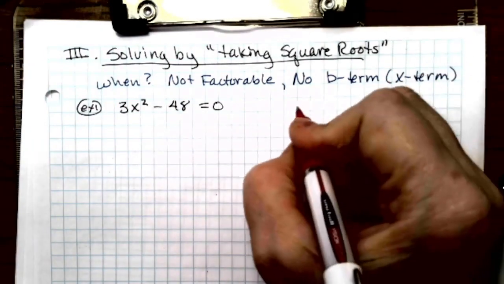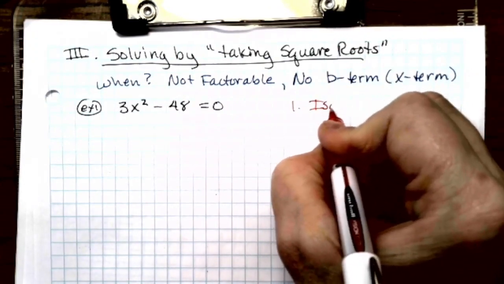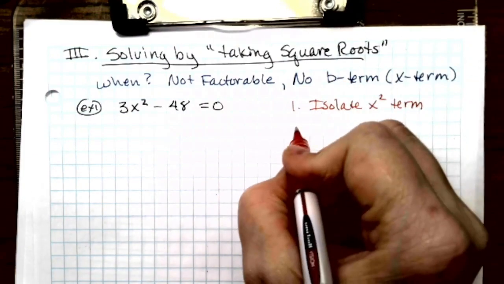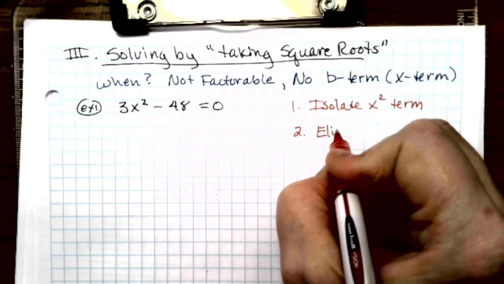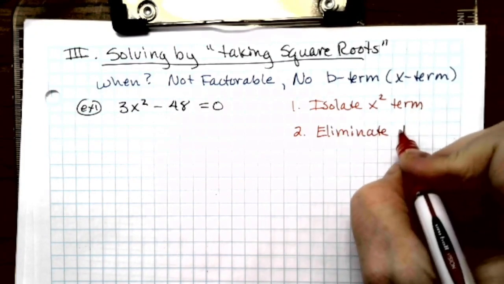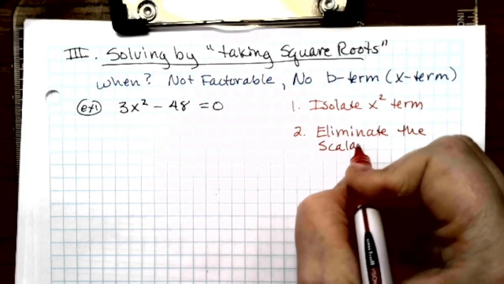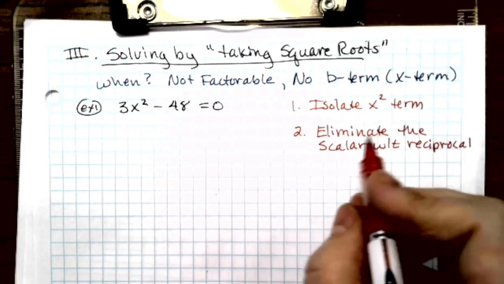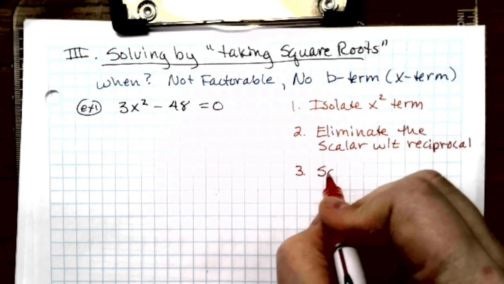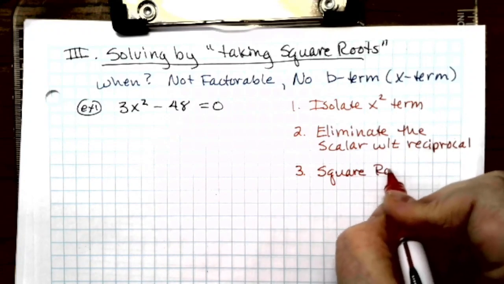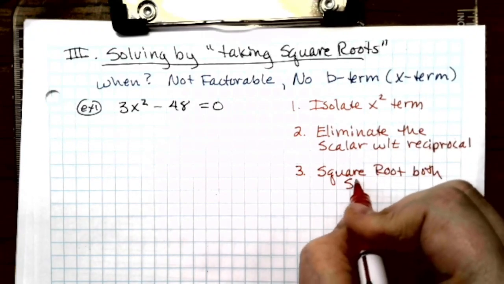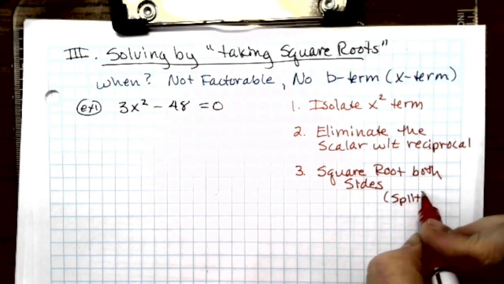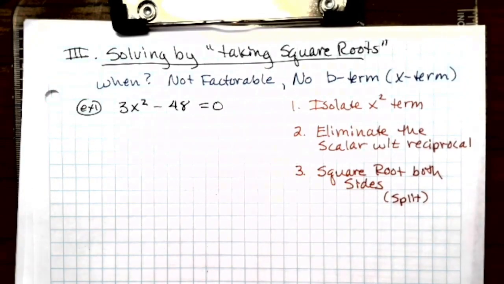All right, so here's your steps. Number 1, you're going to isolate the x squared term on one side. Number 2, you're going to eliminate the scalar with a reciprocal, which we've done a lot. And then step 3, you're going to square root both sides. And this will create a split into 2 different answers. Okay, so let's do that on here.